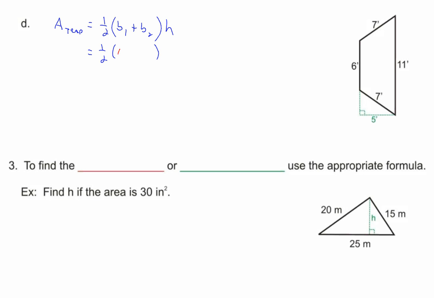So I hope you decided the 6 and the 11 were your bases, and your 5 is your height, right? This one you're probably going to use your calculator because you're going to get a 0.5. So 6 and 11 is 17. So you end up with 1/2 times 17 feet times 5 feet. Who's got an answer for me? Ashley, what do you got?